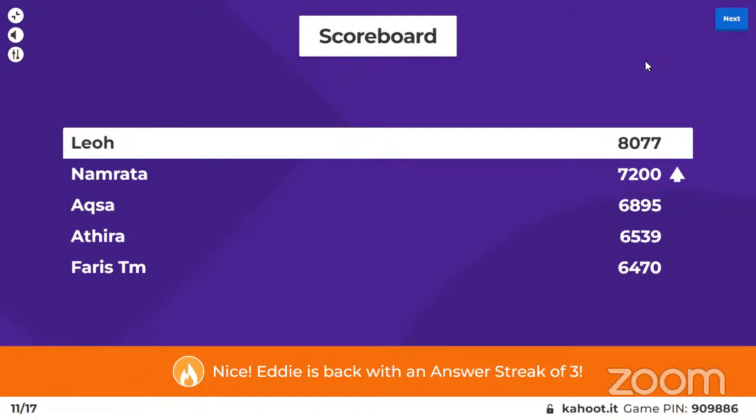I think there's been a slight subtle change in the leaderboard, basically because it was a double pointer question. So that's why I was saying focus a lot more on the double pointer questions also. There will be double points that you would be able to gain. Okay. Eddie is back with an answer streak of 3 correct answers on the clock.